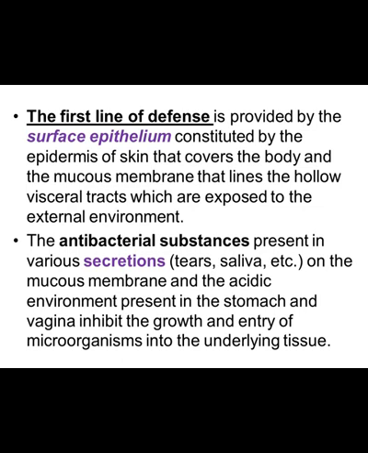These first two lines of defense are, first we discuss the first line of defense, which is provided by the surface epithelium. This surface epithelium covers our skin and mucous membrane, and it lines the mucous membrane of the hollow visceral tracts, which are exposed to the external environment. The antibacterial substances present in various secretions, for example, tears, saliva, etc., on the mucous membrane, and the acidic environment present in stomach and vagina inhibit the growth and entry of microorganisms into the underlying tissue.